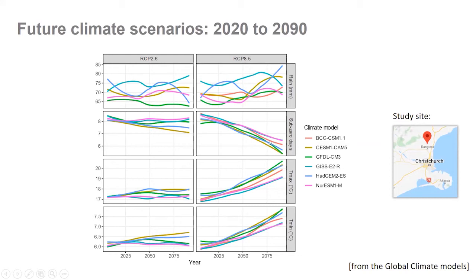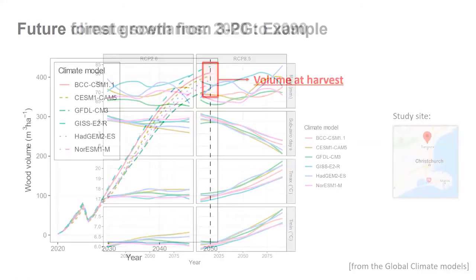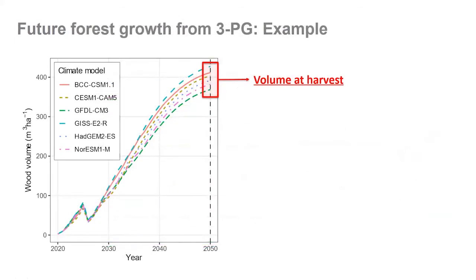And of course, we have in each panel 6 different lines. They come from the 6 different climate models that we used, okay? So we are using this information to simulate forest growth with 3PG. And here is an example of how 3PG simulates forest growth, okay? Here we have a forest that is planted in 2020, harvested in 2050. What is really important for us is the volume at harvest, because that is the volume that has value. We have 6 growth paths here, and they all come from the 6 different climate model data, all right?